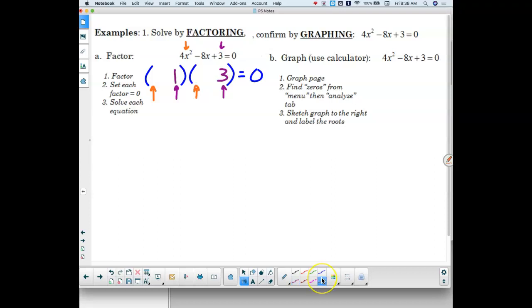With 4x squared, I've got two choices. I've got 1x and 4x, or I've got 2x and 2x. Me, I like to start in the middle and work my way out. So I'm going to try 2x and 2x.